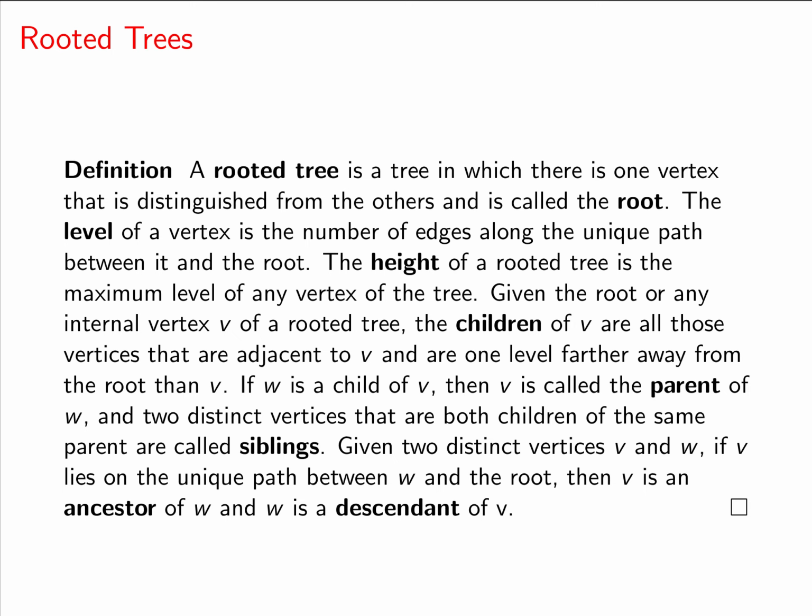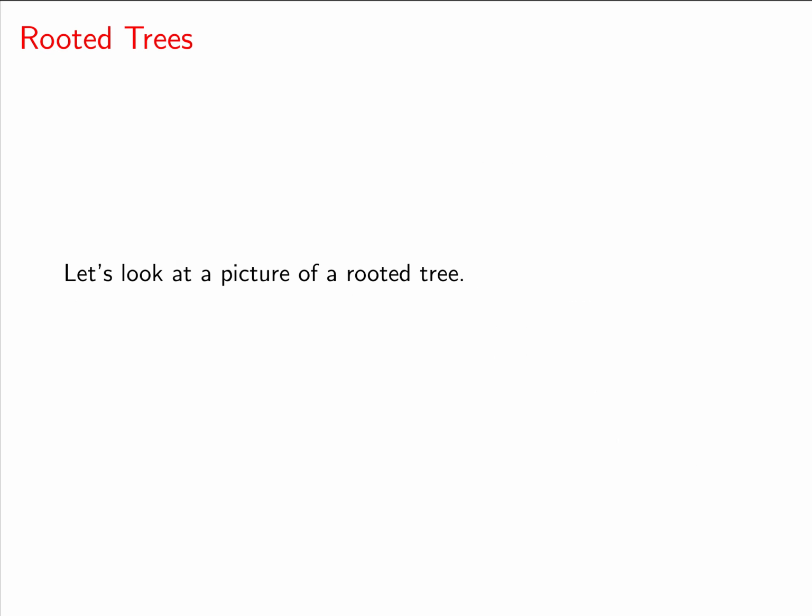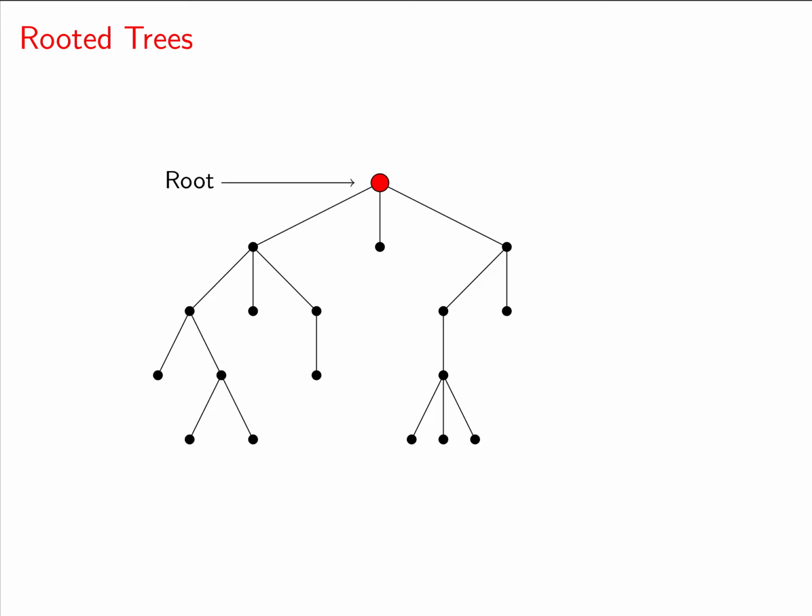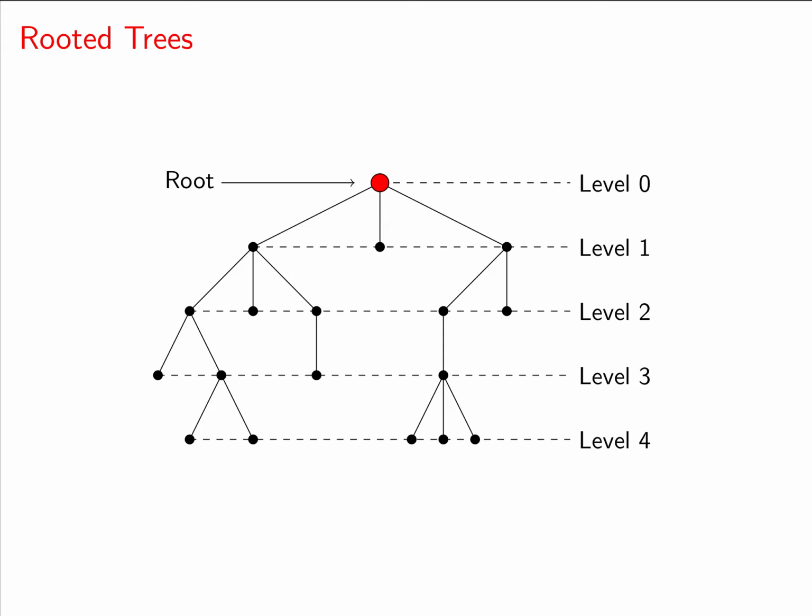Well, let's look at a picture. We're going to mark the root in red, and we'll also put an arrow to indicate where it is. Here is a rooted tree. First of all, we know it's a tree because it has no circuits, and we've labeled one of the vertices as the root. Here you can see the various levels of the tree. This particular tree has height 4 because the highest level is level 4.